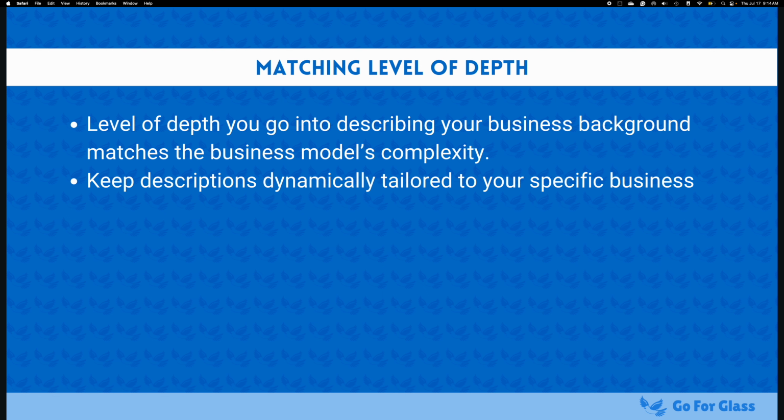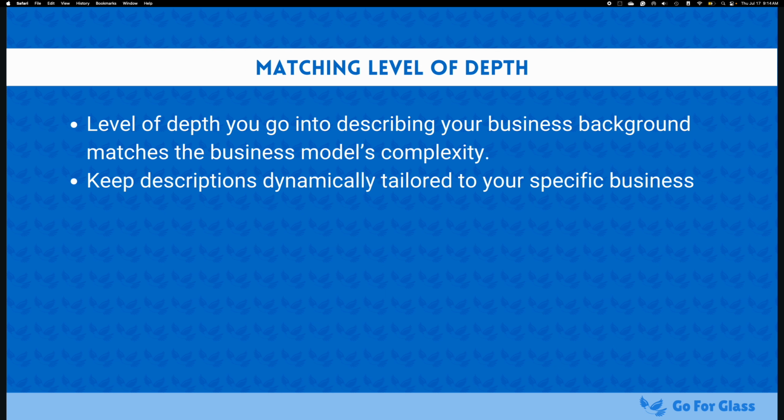And next up, we're going to be matching the level of depth to the business model's complexity. One size does not fit all when it comes to company background sections. We want to make sure that the level of depth we go into in describing your background matches your business model's complexity. For example, if the business only has a few locations or products, it's good to keep the background short but sharp and use good charts to add depth to the little information there might be.